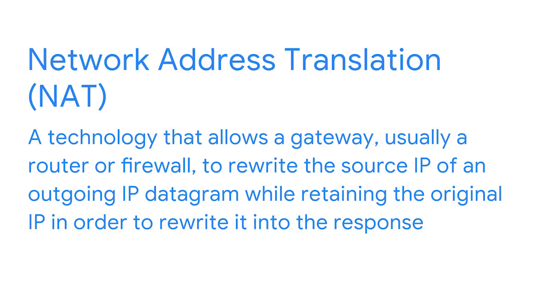At its most basic level, NAT is a technology that allows a gateway, usually a router or firewall, to rewrite the source IP of an outgoing IP datagram while retaining the original IP in order to rewrite it into the response. To explain this better, let's look at a simple NAT example.